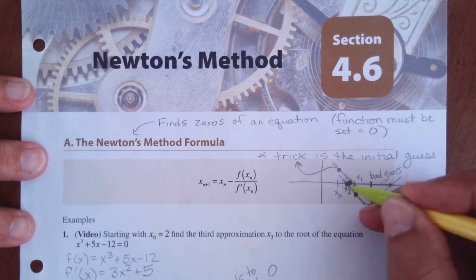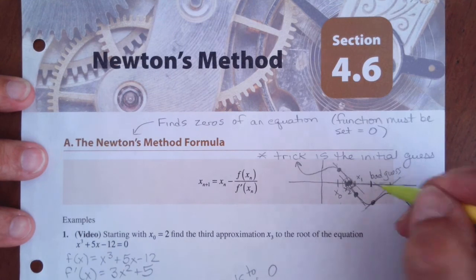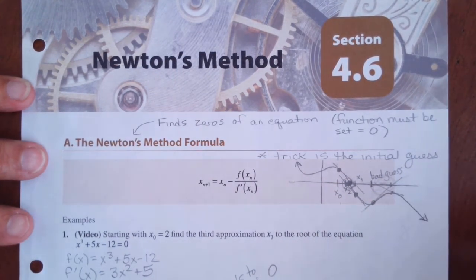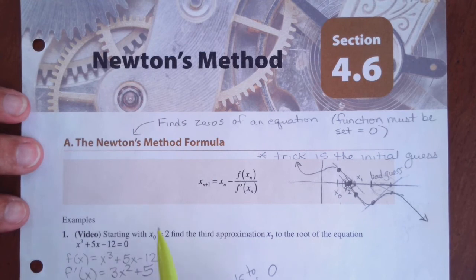It's going to be farther away from that value, okay? Then you would pick that point, find that tangent line, wherever it may be, and you're going to get stuck in this vicious cycle that's not going to get you close enough to the actual root. So it is important that the initial value that you start with is going to work.